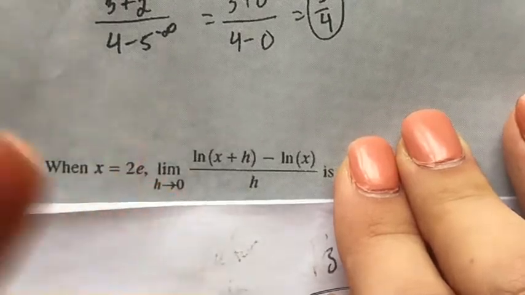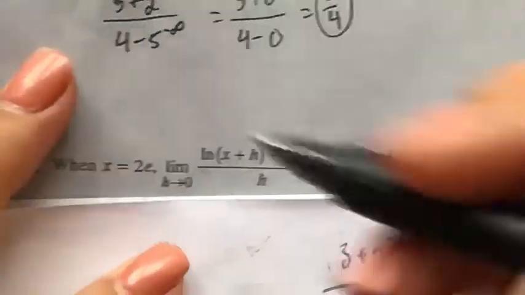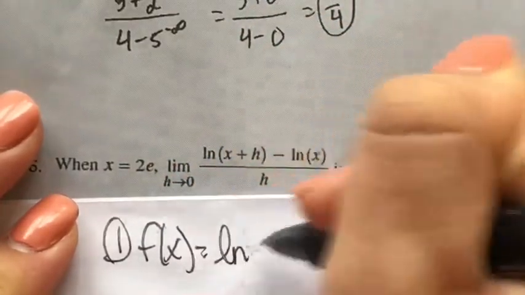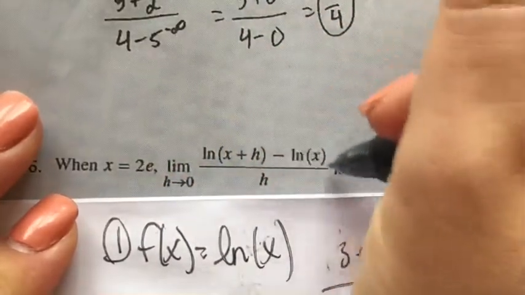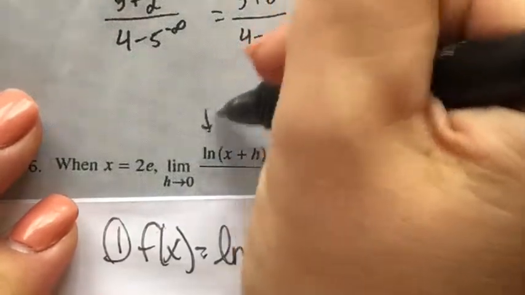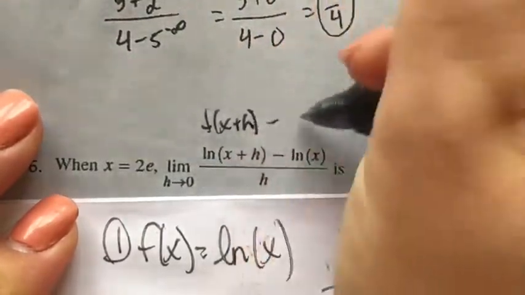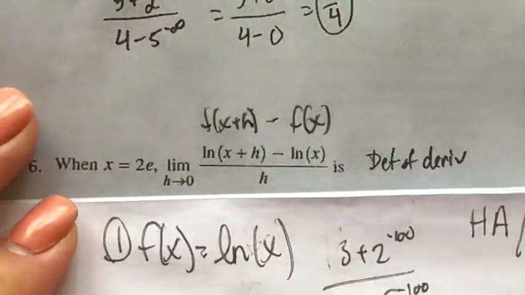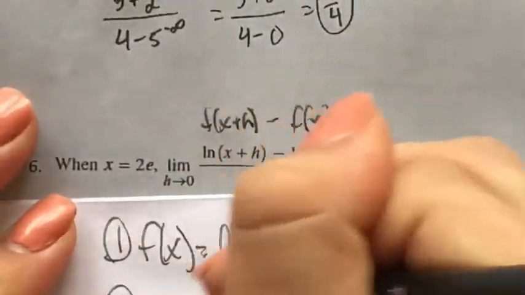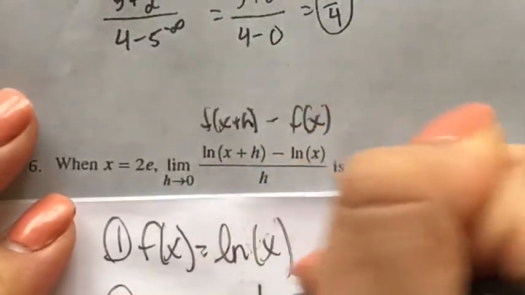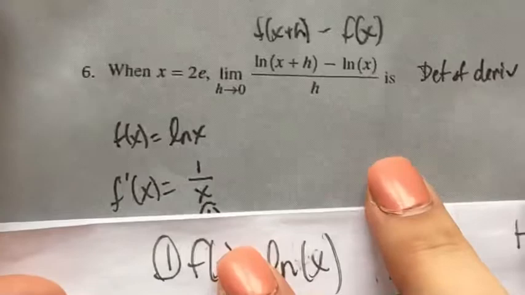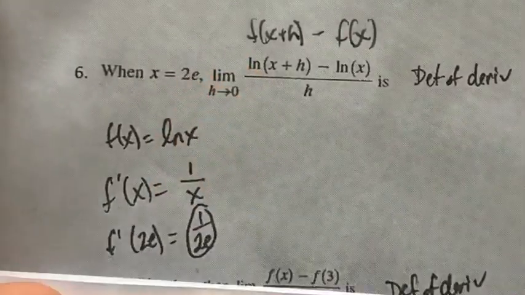So you have to identify, one, the function. What's the function? The function is ln of x. You can always see the function right there, because this is always f of x plus h minus f of x. So f of x just corresponds to the second thing after the difference. Since it's the definition of a derivative, you want to find the derivative, 1 over x. I actually did it out right here. Okay, and then you want to sub in what the x is. There you go.